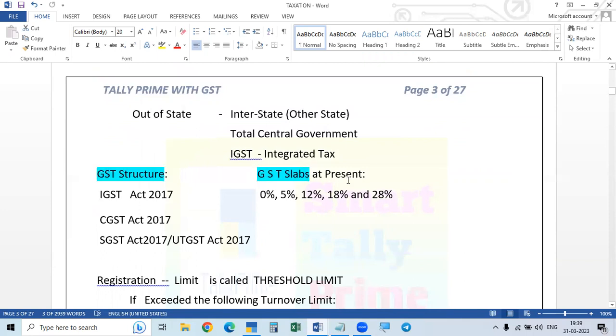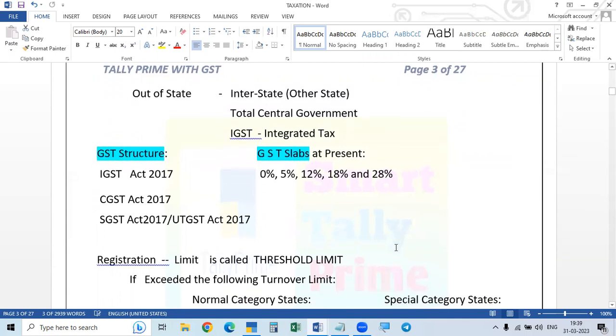What is the difference between nil rated and exempted? Exempted means they are exempt from the tax. No tax is levied on them. So exempt means it is exempted forever. But nil rated means at present the rate is nil, zero. If the government wants, they can change the rate. They can make it 2%, 5%, 10%, 12%, whatever it may be. So they can impose the tax in future. But at present, the rate is zero. They are called nil rated. They can be changed later on.